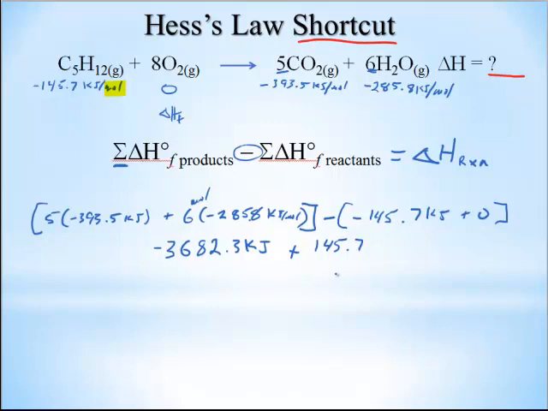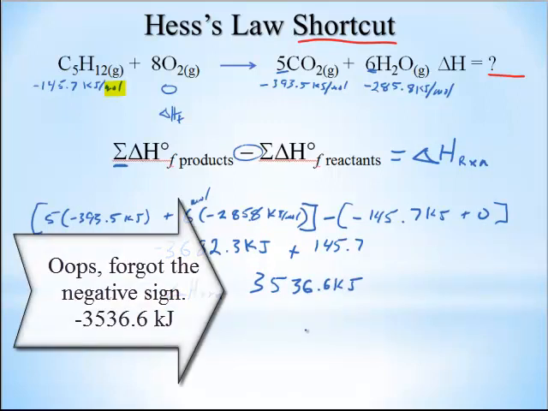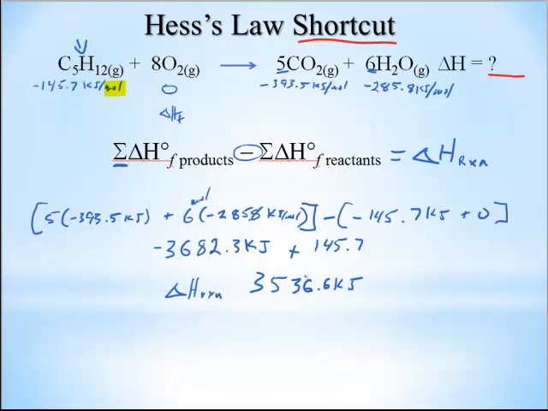All right, so when I work that out, I get the heat of this reaction is negative 3,536.6 kilojoules. And there you have it. Now, it's kilojoules per mole of this thing, right? But if you really wanted to work it out, it's per 5 moles of CO2 or per 6 moles of H2O, because it's the heat of the entire reaction. So there we have it. A little Hess's law sort of shortcut.